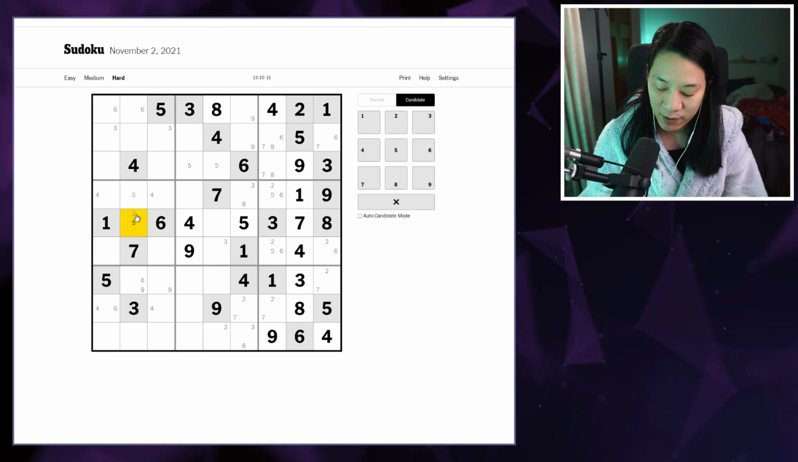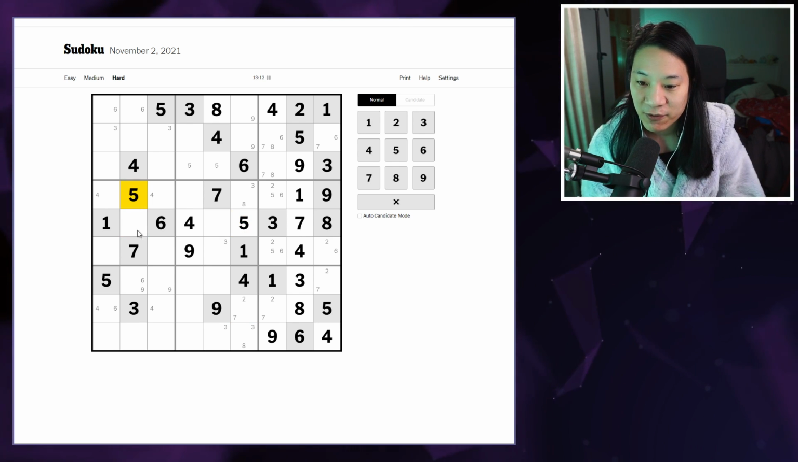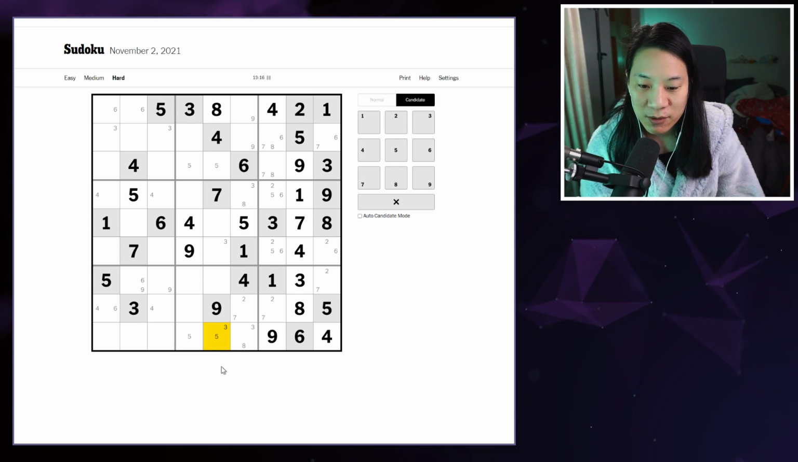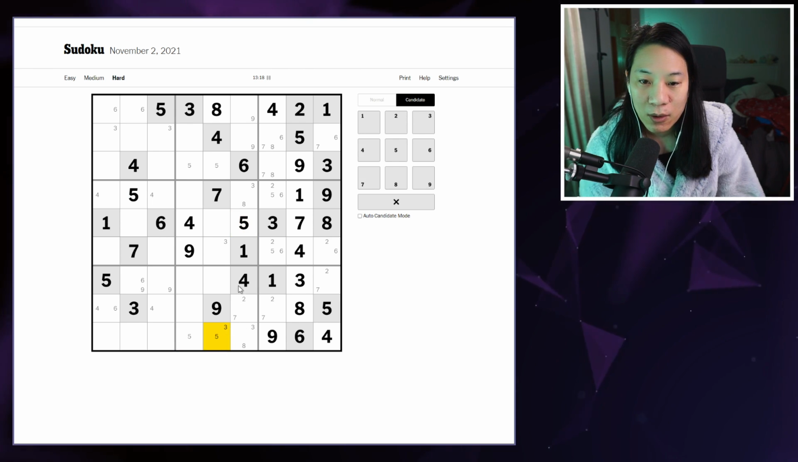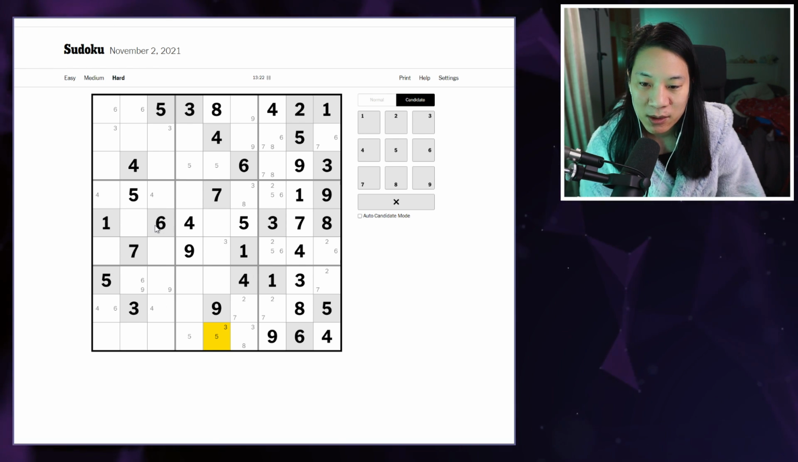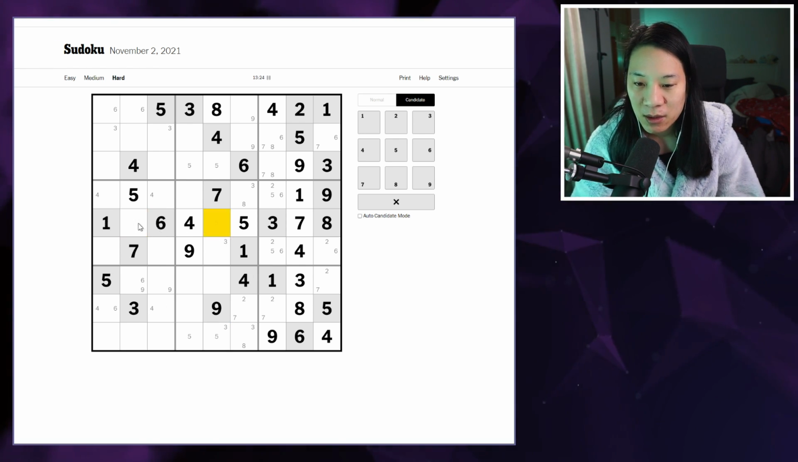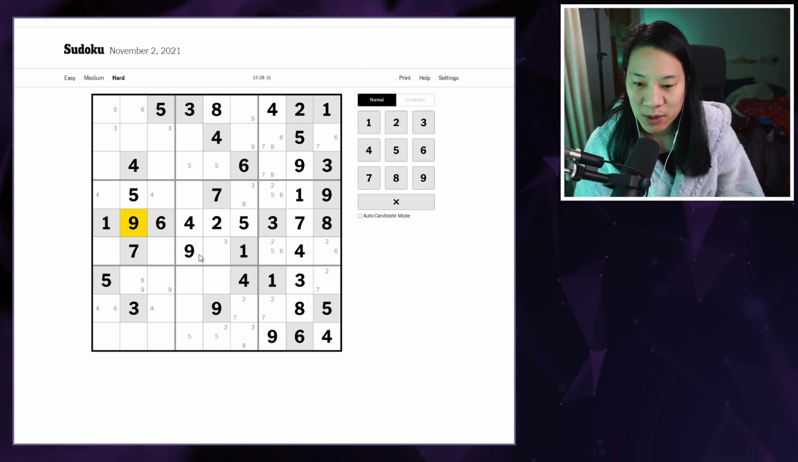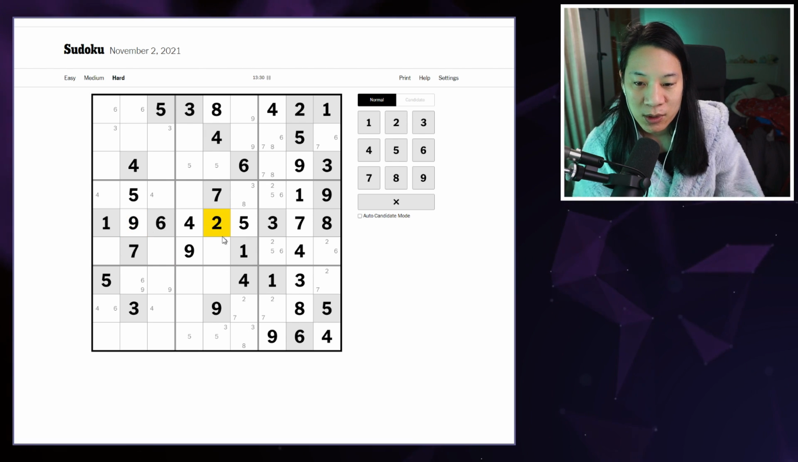Okay, and the 5 that we placed here unlocks a 5 over there. Can this 5 do anything else? Locks the 5s down here now. Okay. So I think the 5s are pencil marked in. And that leaves me 2 and 9, which are resolved because of a 9 here. So 2 and 9 are resolved.